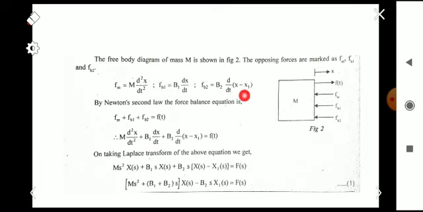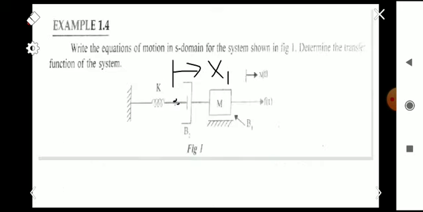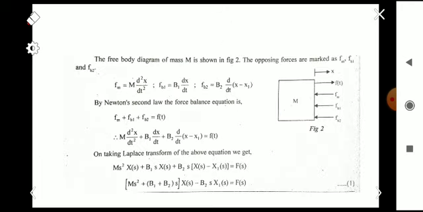So we are writing x minus x1, and by writing the force balance equation, fm plus fb1 plus fb2 is equal to f of t. Substituting the values here and taking the Laplace transform, we obtain an equation like this. In that, we have to find the transfer function as x of s by f of s.